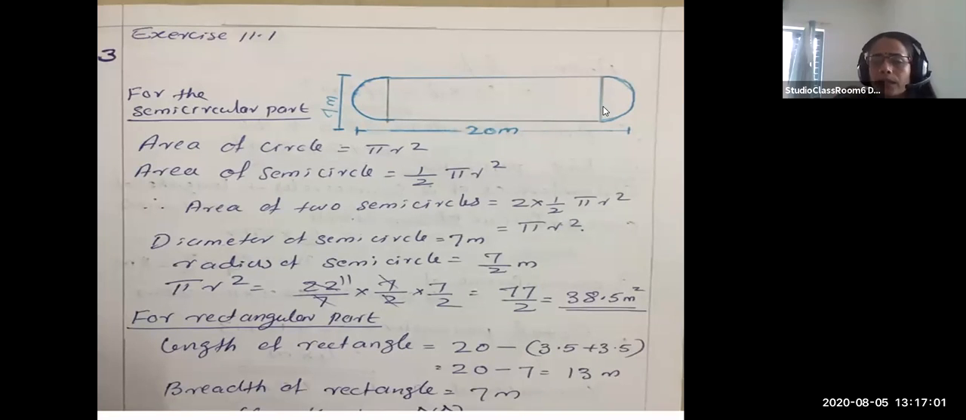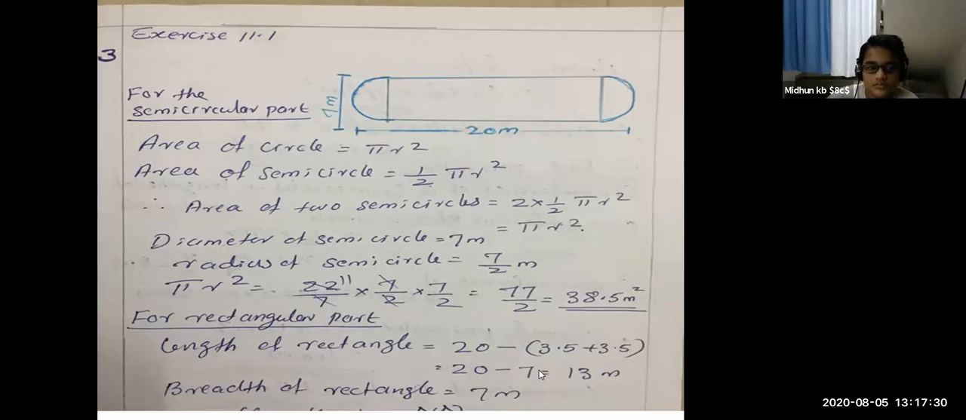Why are we subtracting that 3.5? Because this length is the radius of the semicircle. Both sides 3.5 is there. So from this 20, we need to subtract 3.5 plus 3.5, that is 7. So that we will get the length of this rectangular part. Understood all of you? Yes.